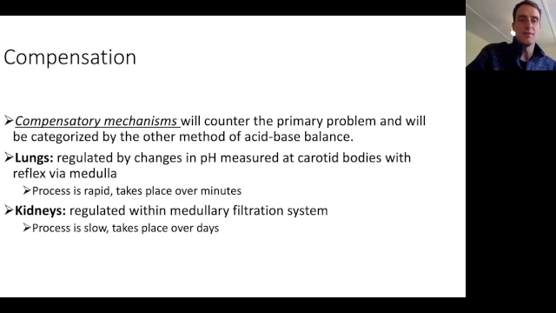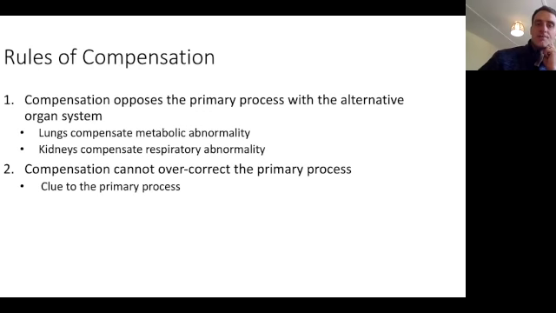The other compensatory process is through the kidneys, through the medullary filtration system. This process is much slower and can take place over days, but does occur and is something that you can see in patients that you're caring for. A couple of rules about compensation. Number one, compensation opposes the primary process with the alternative organ system. Should be straightforward to understand, but the lungs compensate a metabolic abnormality and the kidneys compensate a respiratory one.